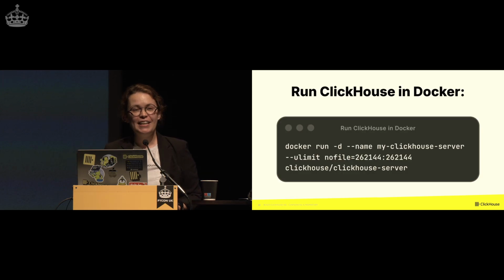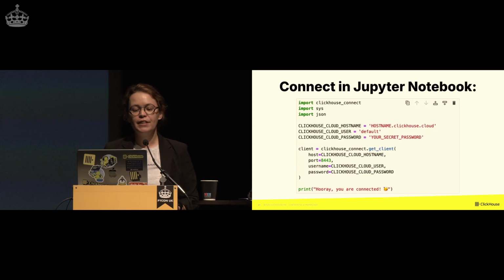It is extremely easy to get up and running. Of course, you can go on ClickHouse Cloud and sign up, but you can also spin up a Docker container with just one line of code. After you've done that, you are able to connect using your Jupyter notebook, and this also takes just a few lines of Python.